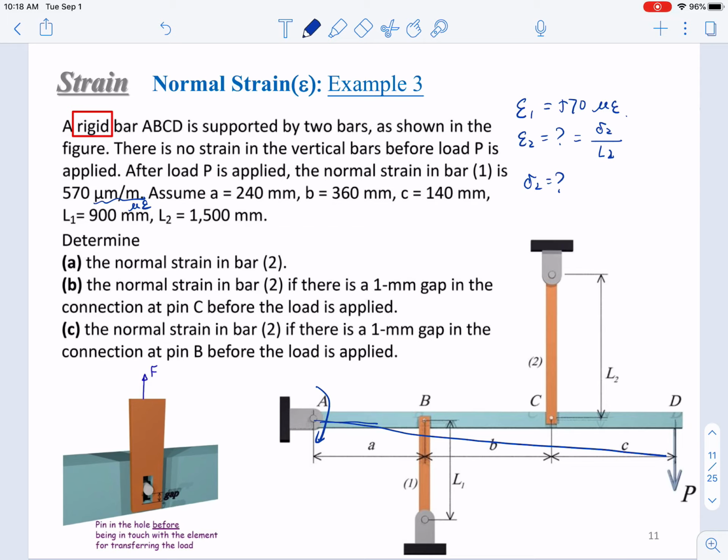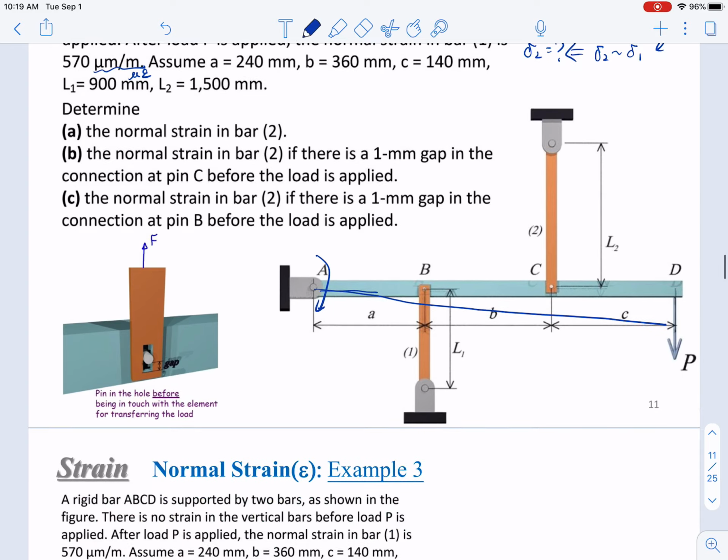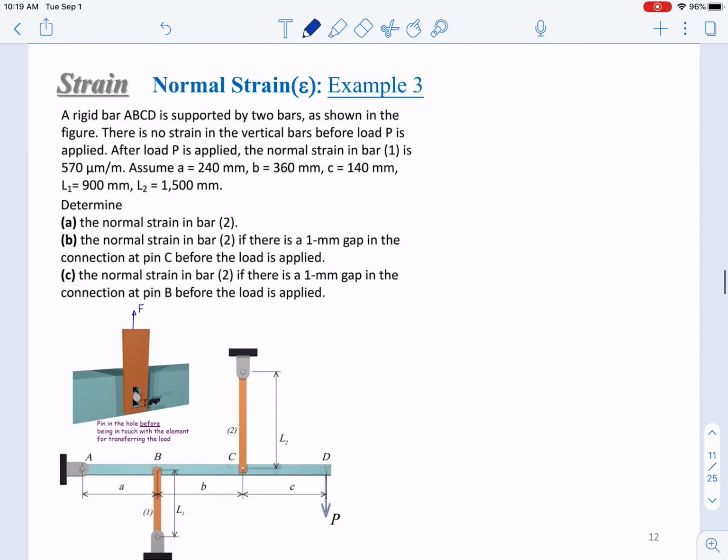Based on this, we can calculate delta 1, and we can find a correlation between delta 2 and delta 1, so that we can solve delta 2. If we solve delta 2, then we can calculate epsilon 2. So this is the overall strategy to solve this problem. Then let's see in detail how to find the normal strain in bar 2.